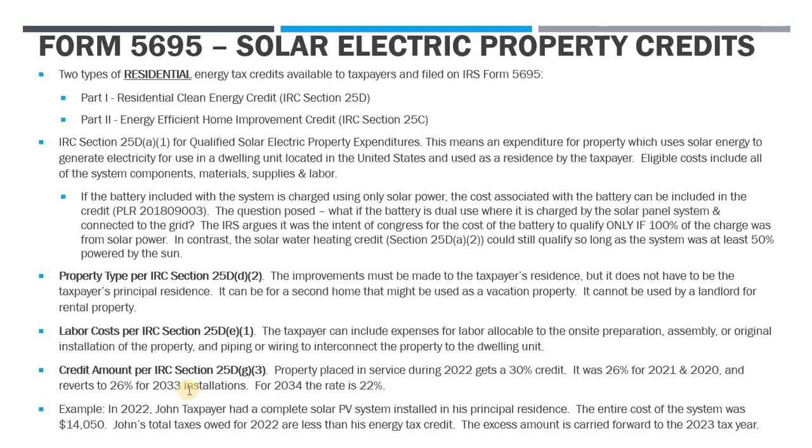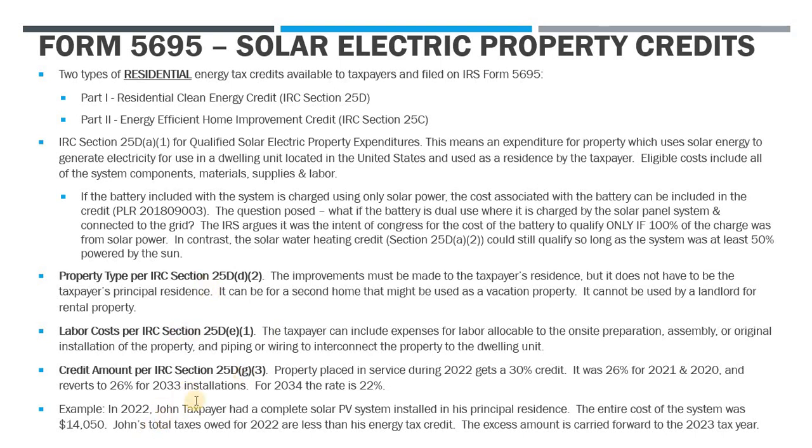So it's 2023 right now, so 10 years from now. So over the course of 10 years, you get a 30% credit. In 2033, it goes down to 26, and then for 2034, it's 22, and then it expires. Presumably, it's going to be renewed, but yeah, it will expire after 2034.